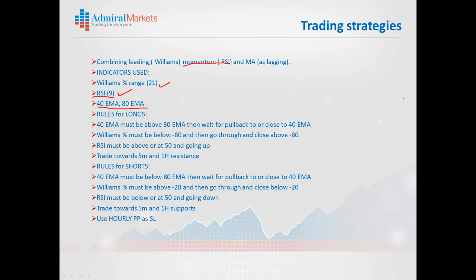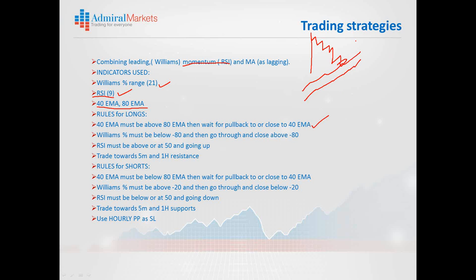Now there are some rules. The 40 MA must be above the 80 MA, and then we wait for a pullback to or close to the 40 EMA. I will show you later on charts, so you will see what I mean. So what does this basically mean? The 40 EMA should be above the 80 EMA, right? And the price, if it's here, we need to wait for it to pull back close to this 40 EMA.